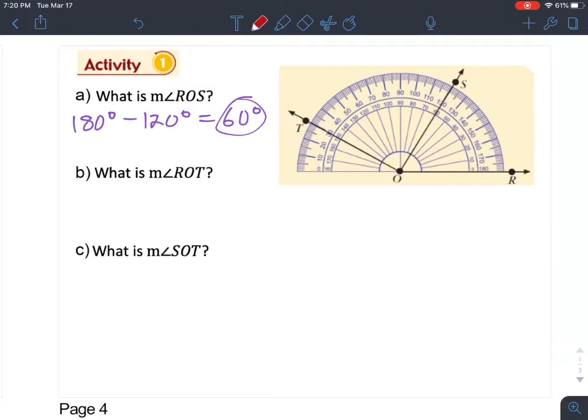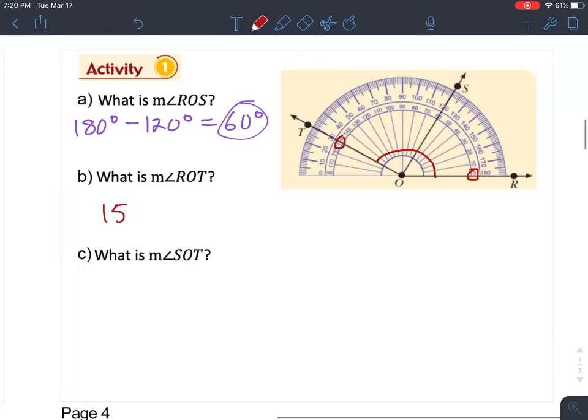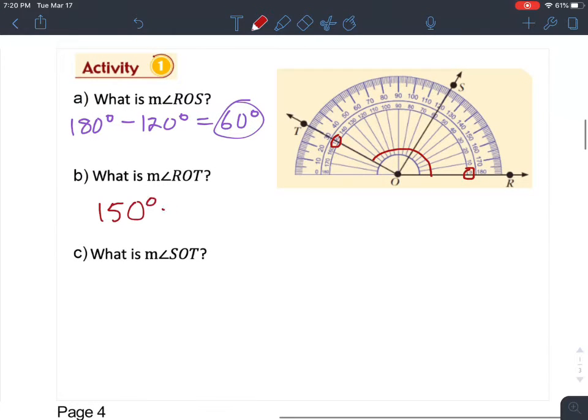Okay, for the second one, we are trying to find ROT, so that is this full angle here. This time, let's use the bottom numbers. We have 0 there, and this one we have 150. If we subtract those two, we get 150 degrees.